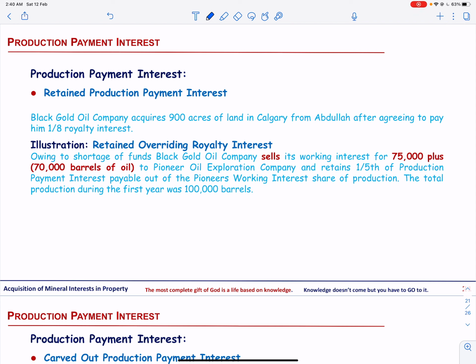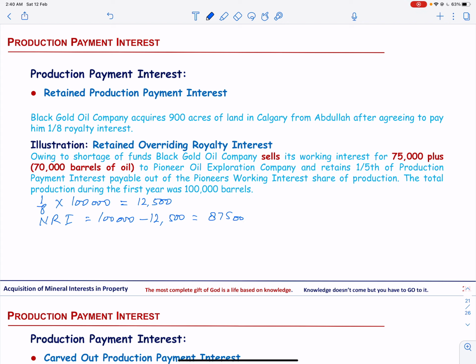In this illustration, Abdullah, the landowner, will receive 1/8 of the gross revenue property, 1/8 times 100,000 barrels, that will be equal to 12,500 barrels of revenue. So the net revenue interest will be 100,000 barrels minus 12,500 barrels, which is equal to 87,500 barrels.